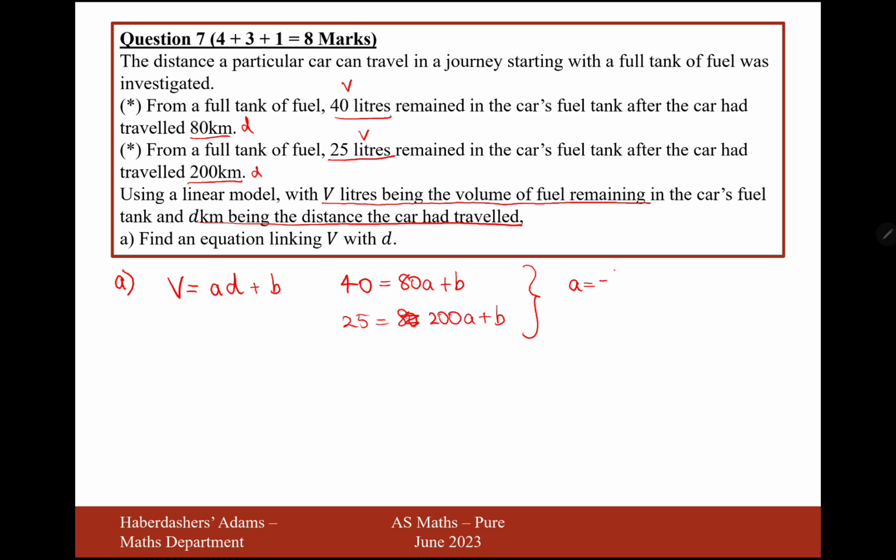a is minus 1 over 8 and b is 50. So therefore the equation is going to be V equals minus 1 over 8 d add 50. So my guess is that when the fuel tank is full, it will have 50 litres in it.